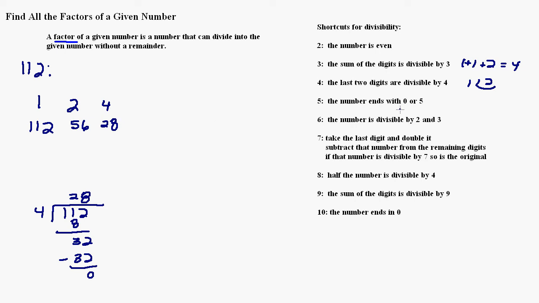Let's check 5. The number ends with a 0 or a 5. Nope, it ends with a 2. 6, the number is divisible by 2 and 3. Well, we have 2 in our list, but we don't have 3. It wasn't divisible by 3, so 6 is out.